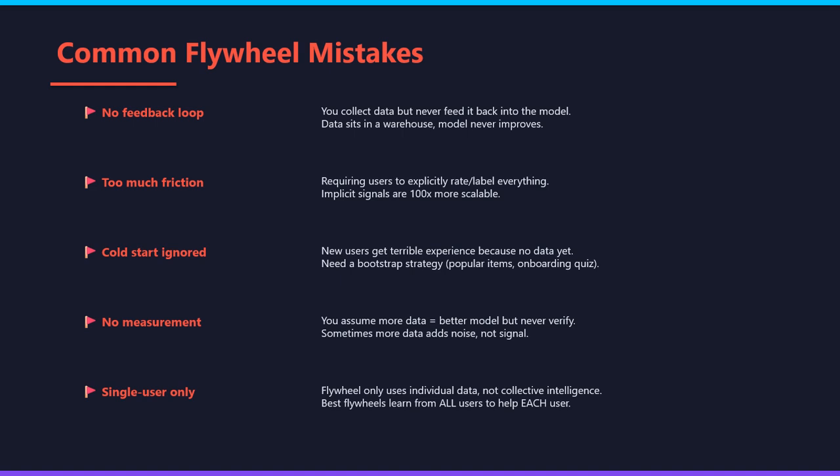Mistake 2: too much friction. You require users to explicitly rate or label everything: star ratings, thumbs up, feedback forms. The problem is only 1 to 2% of users will bother. Implicit signals, like what they click, how long they stay, and what they skip, are far more scalable.